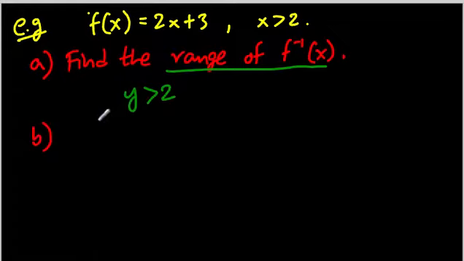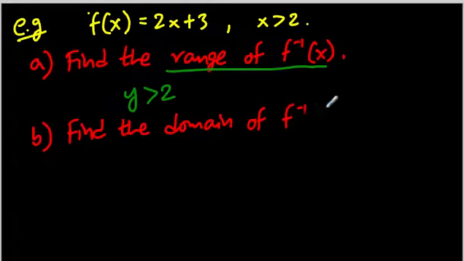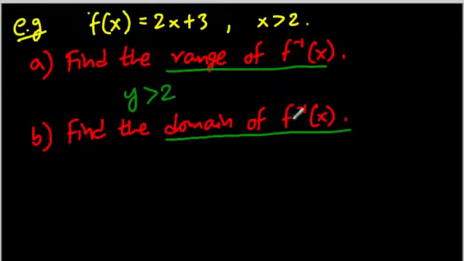Part B says find the domain of f inverse of x. Now this is the exact opposite question. In the previous one, it was easy because if I was given the domain, it's easy to find the range of the inverse function. But now that I'm asked to find the domain of f inverse of x, I need to find the range of the original function.